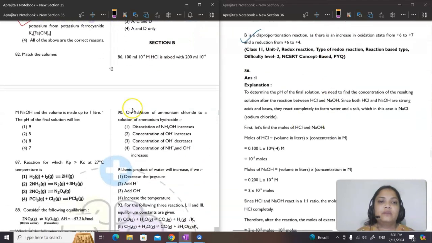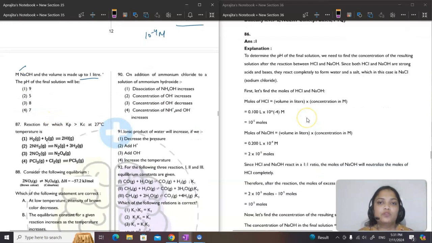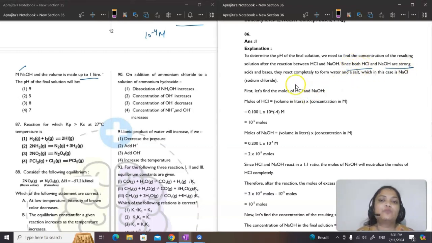Next is section B. 100 ml of 10 to the power minus 4 molar HCl is mixed with 200 ml of 10 to the power minus 4 molar NaOH, and the volume is made up to 1 liter. So the final pH of the solution would be? Firstly we need to find out the concentration of the resulting solution, then we will be able to calculate the pH. HCl and NaOH are both a strong acid and base, so they will react completely, and water and a neutral salt would be formed.